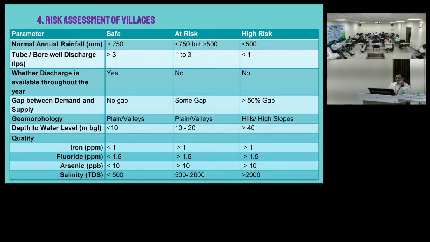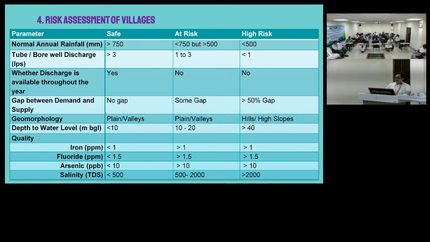Now this risk assessment is one major part. First we have to find out whether the village is at risk or not at risk. If we are at risk, then we have to make an intervention, otherwise we do not make any intervention. So the parameters that we have decided for risk assessment are: normal annual rainfall, tube well or borewell discharge, whether discharge is available throughout the year, the gap between demand and supply, geomorphology, because in hill situations it will be different and in plain areas it will be different, then depth to water level, and quality.